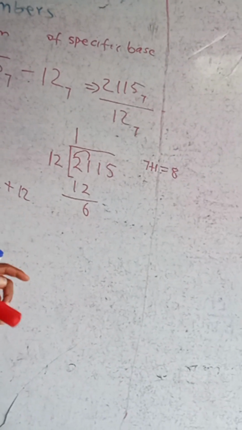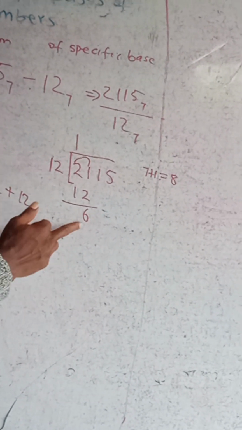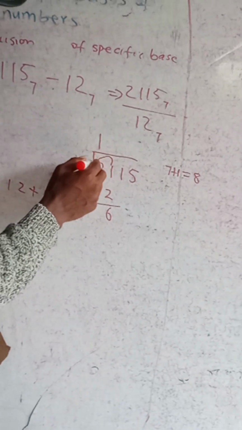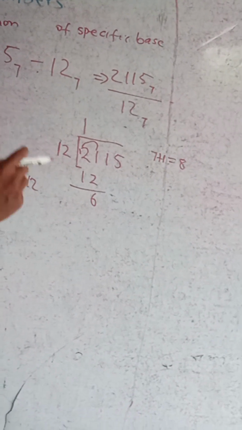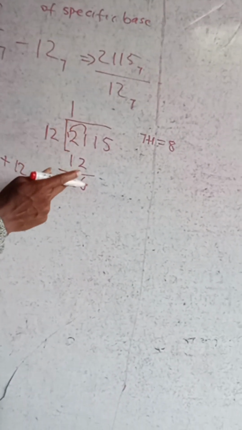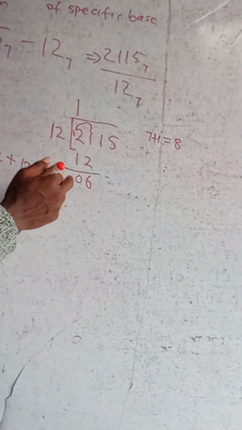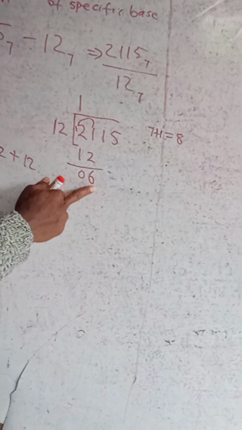Now, at this point again, you are still dividing. Here will be left with 1, and 1 minus 1 is 0, so there is no need to put in 0 here. So what is left is 6.